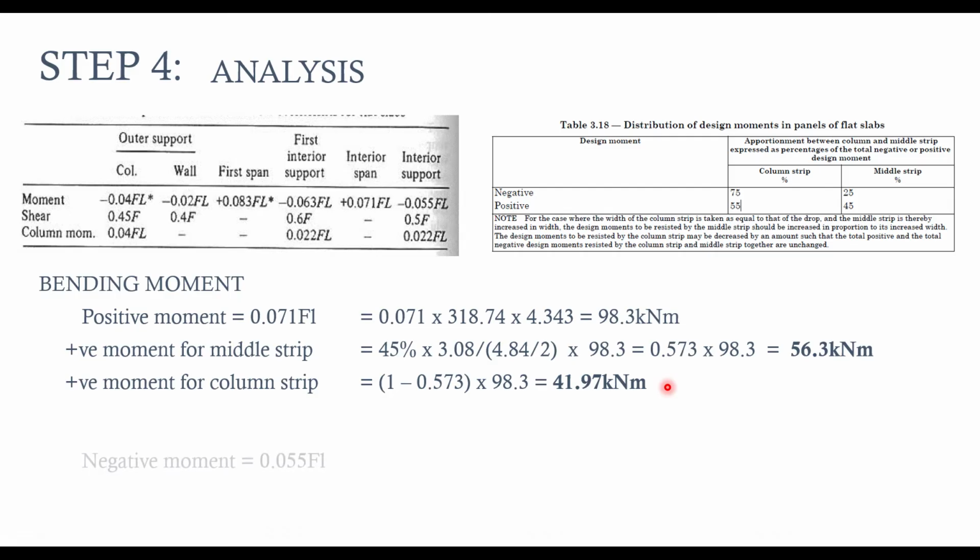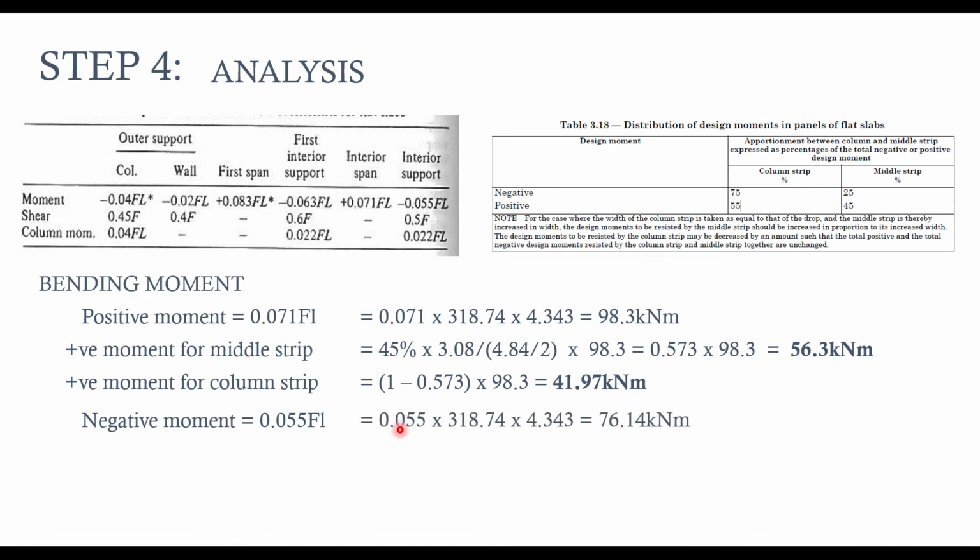So we now move to the negative moment. For the negative moment, since it's an interior support, the negative moment acts at the support, so we are going to be using 0.055FL. Just the same way, substituting your terms, F is 318.74, L is 4.343, so you are going to end up with 76.14 kilonewton meters.